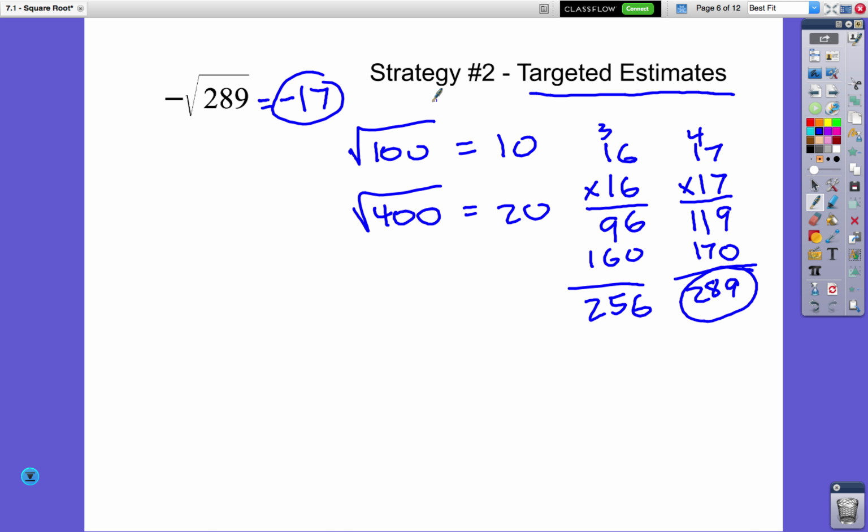So two strategies anytime the number is a little bit tough to figure out. Either targeted estimates like we did here, or prime factorization like in the last slide.